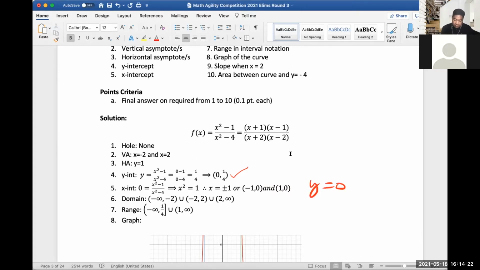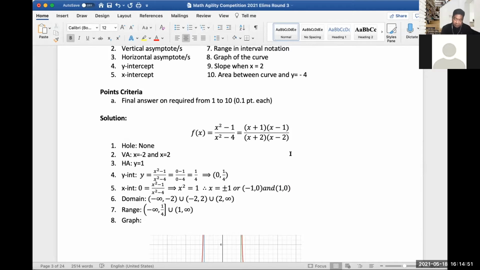So when we substitute y equals 0 in this equation, or in the rational function, we will get x squared equals 1. So therefore x is equal to plus or minus 1. So meaning our x-intercepts would be (-1, 0) and (1, 0) here, right? Okay, so let's clear this.